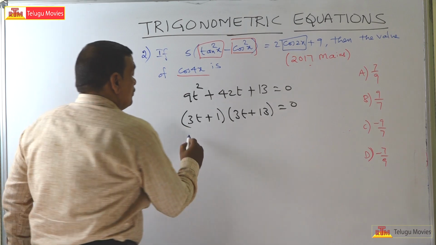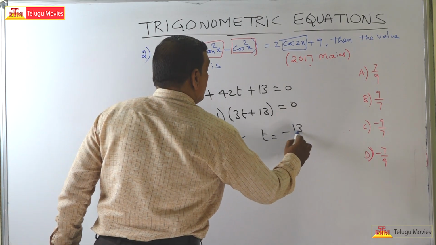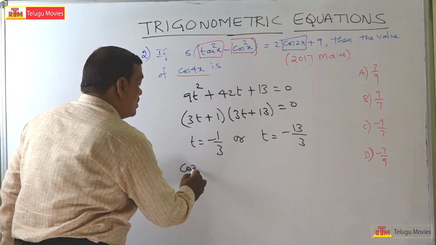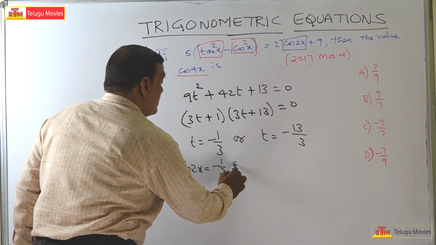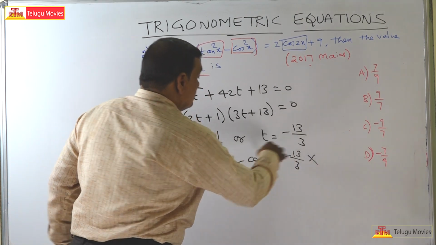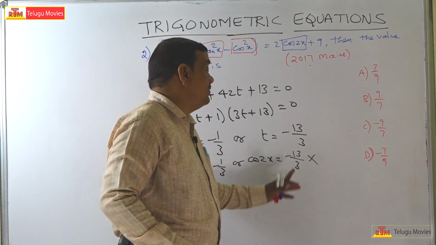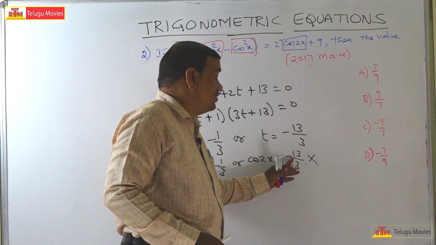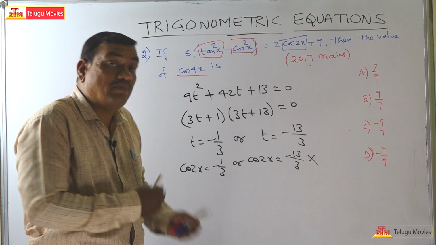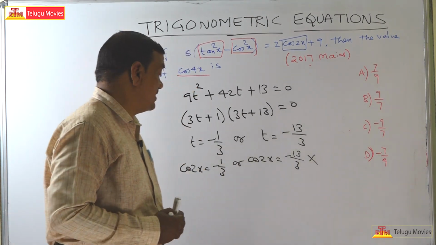So t is equal to minus 1 by 3 or t is equal to minus 13 by 3. So what is t? This is cos 2x is equal to minus 1 by 3 or cos 2x is equal to minus 13 by 3. This equation we can discard. Why? Because the minimum value of cos 2x is minus 1, and minus 13 by 3 is about minus 4, which is less than minus 1. That's why we can discard cos 2x is equal to minus 13 by 3.